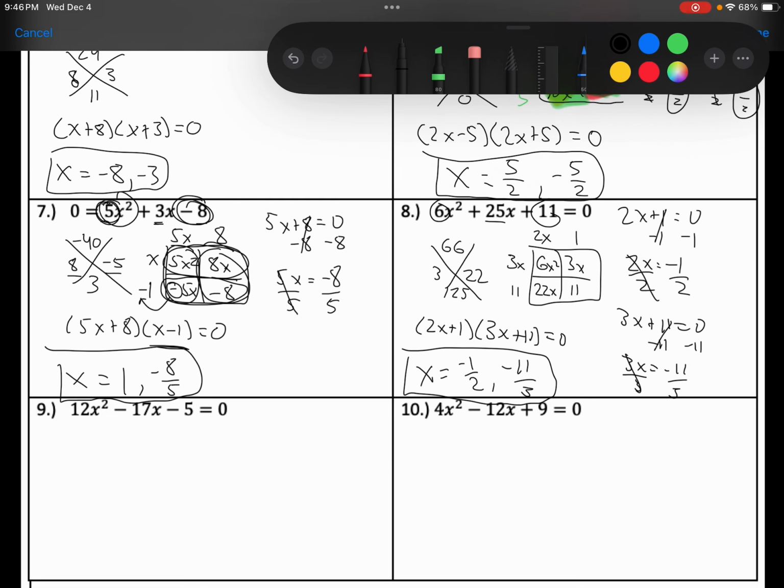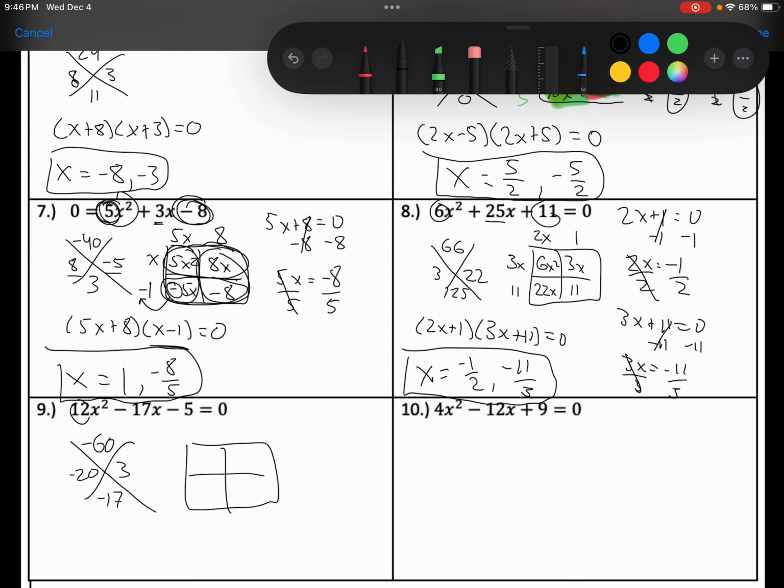All right, just 2 more. Number 9, once again, there is nothing in common to take out. Because we have a number in front, we need to do the x and the box. 12 times negative 5 would be negative 60. Negative 17 goes on the bottom. We would have negative 20 and 3. That would multiply to negative 60 and add to negative 17.